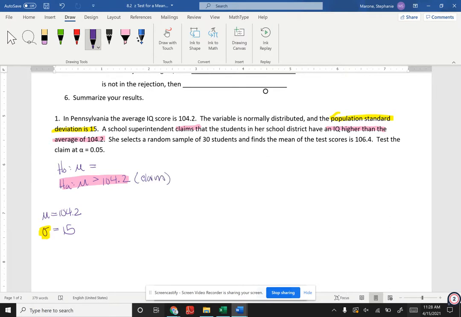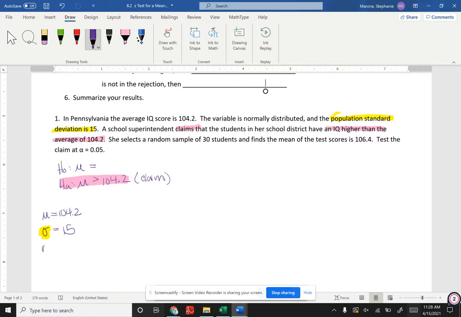And if you get stuck on a part, you might get stuck on which one's the claim, or how you tell if it's a right tail, or whatever. Whatever part you get stuck on, make sure you clarify with me because I've seen it all. You might get everything except one little piece. So just make sure you let me know if you don't get a piece.